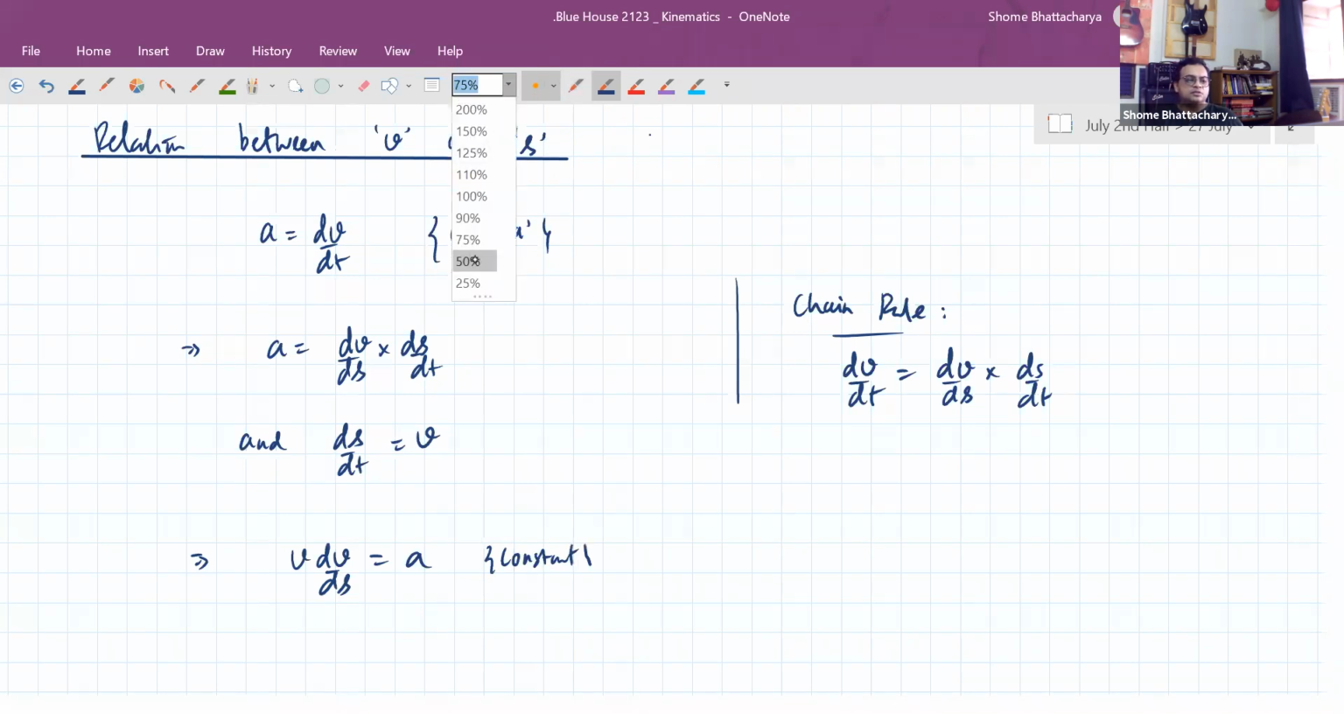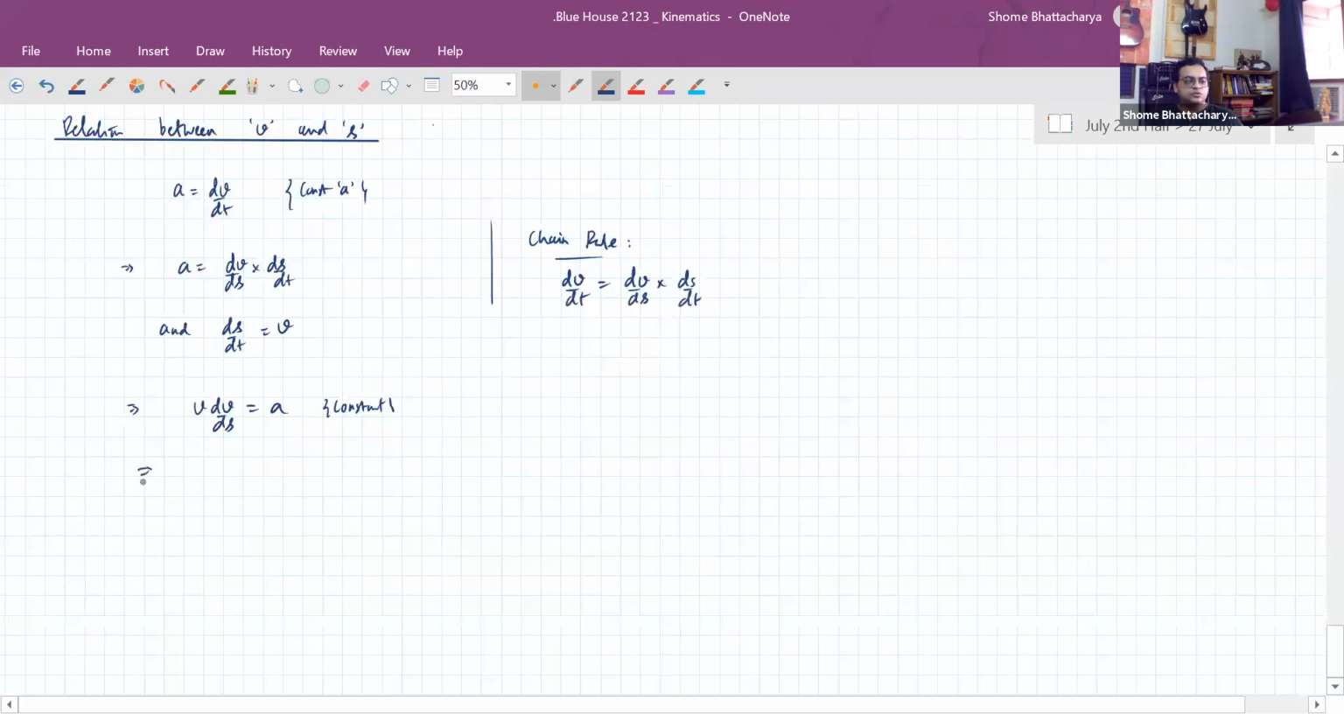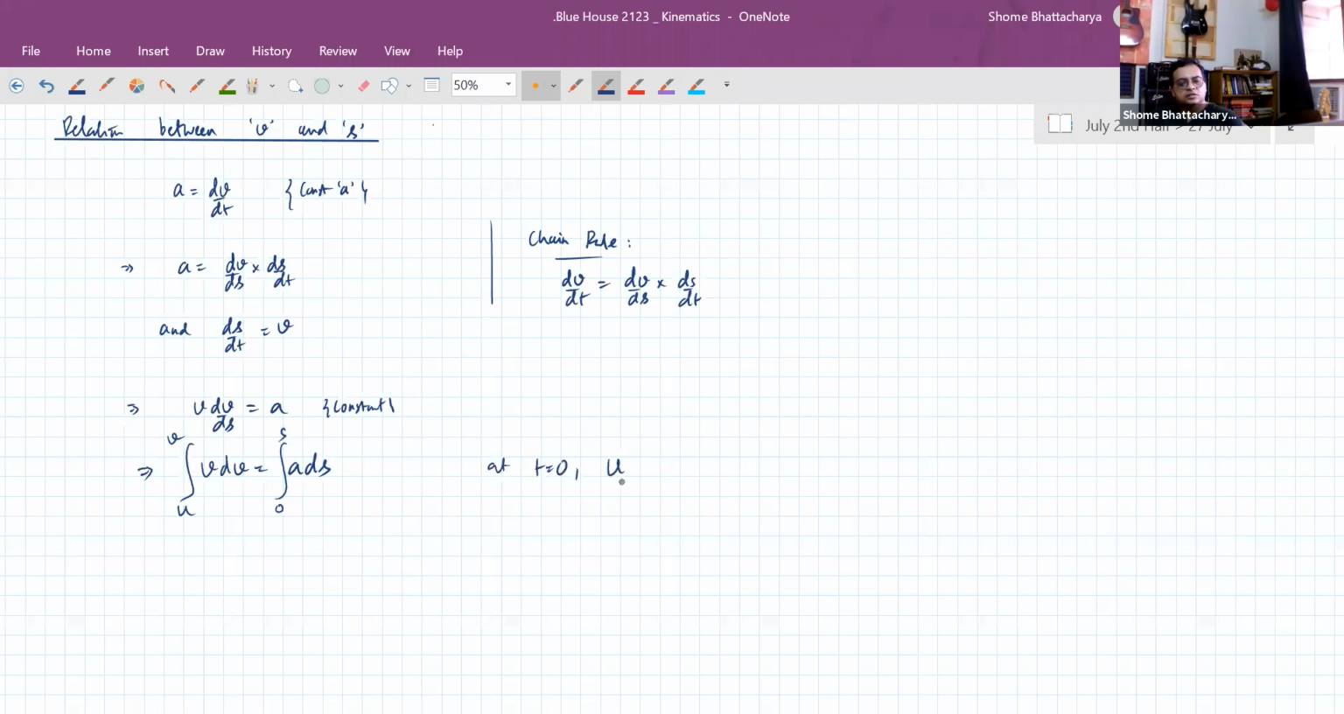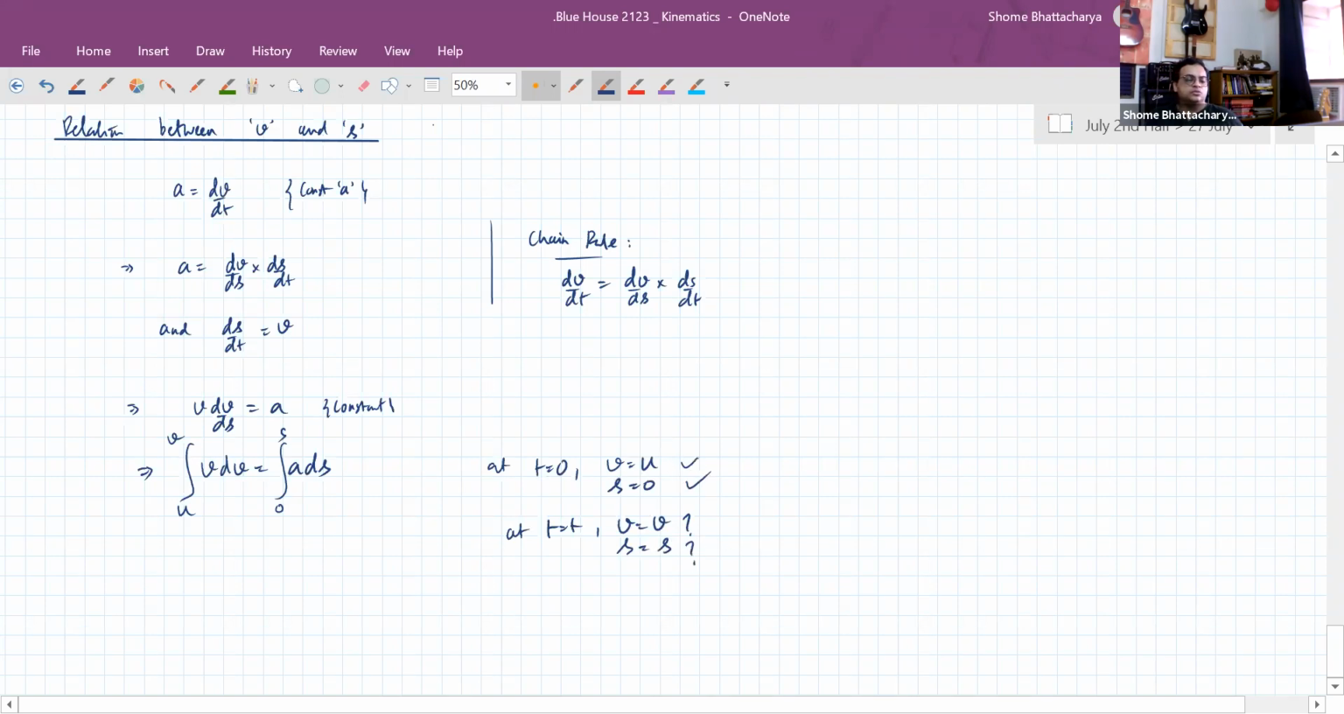So the third equation of motion comes by actually using the chain rule to advantage, cross multiplying this and then integrating. So initially the velocity v was u when the displacement was 0, and at some instant the velocity is v when the displacement is s. So at t equal to 0, the initial velocity was u, the displacement was 0, whereas upper limit at time t, the instantaneous velocity is v and the instantaneous displacement is s. So these are the two unknown quantities. These are the known quantities. Okay.